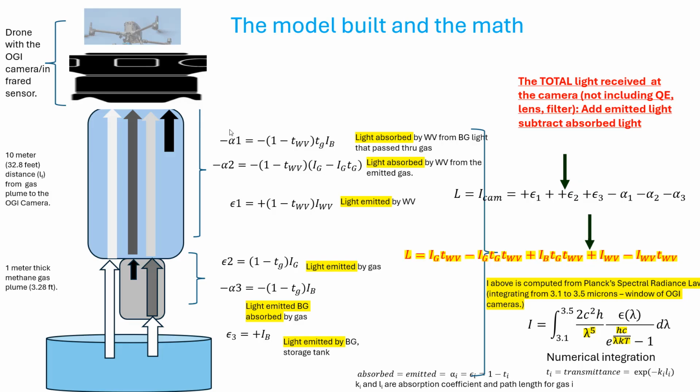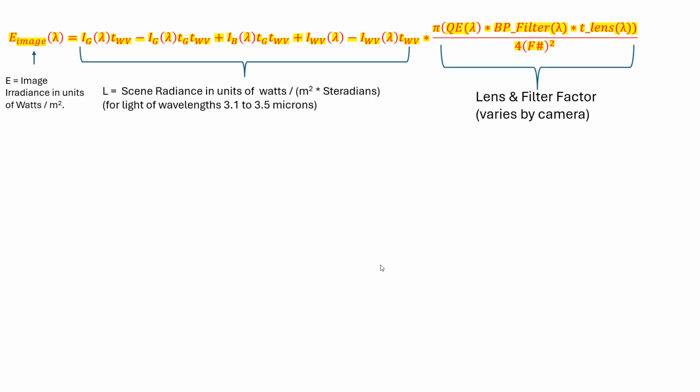So I take all these. These are the absorbed, the minus alphas. And the emittance is the epsilons, the plus. And I add them all together, okay? And I end up with this equation right here. Okay, this is the absolute key equation in the simulation.